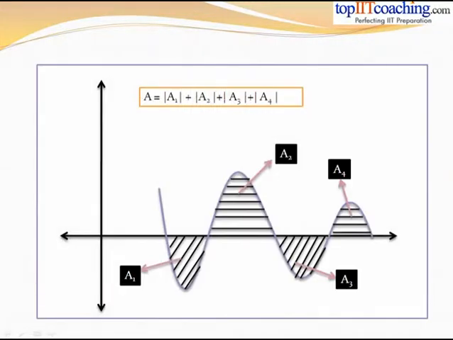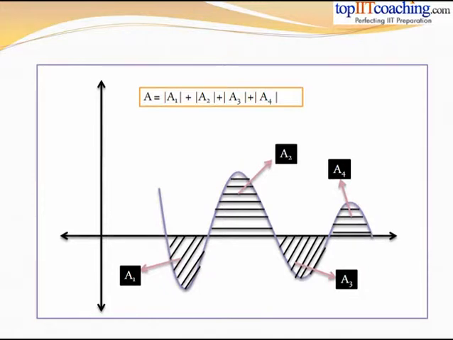Now there are a few more important points to remember. If a curve is completely above the x-axis, then we take the area as positive, and if a curve is completely below the x-axis, then the area would be negative, but by convention we always take it as positive, so we apply a modulus sign over there.